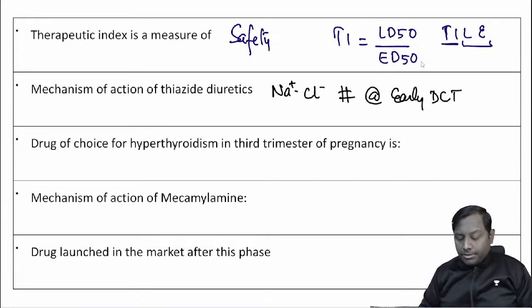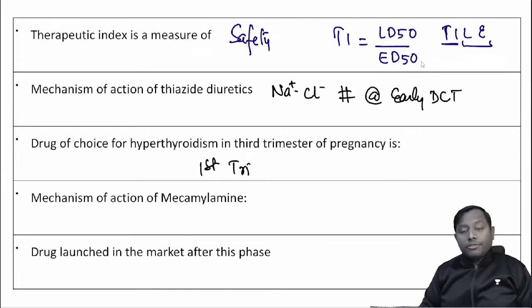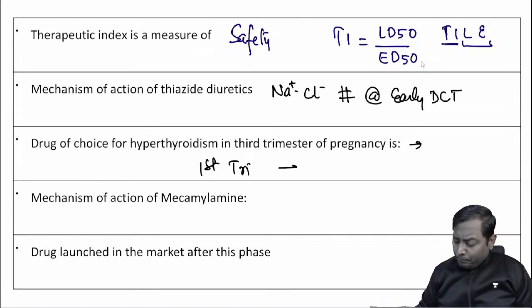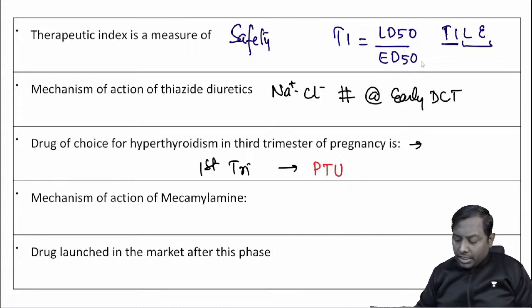For hyperthyroidism in third trimester pregnancy, the examiner can also ask you about the first trimester. Drug of choice for hyperthyroidism in third trimester pregnancy, एक आध क्वेश्चन बीच में से आ गया है. But again we can quickly do this. Hyperthyroidism third trimester और the first trimester. First trimester में पहले pregnant होती है तो पहले देंगे PTU. Second और third trimester में we can use drugs like methimazole.